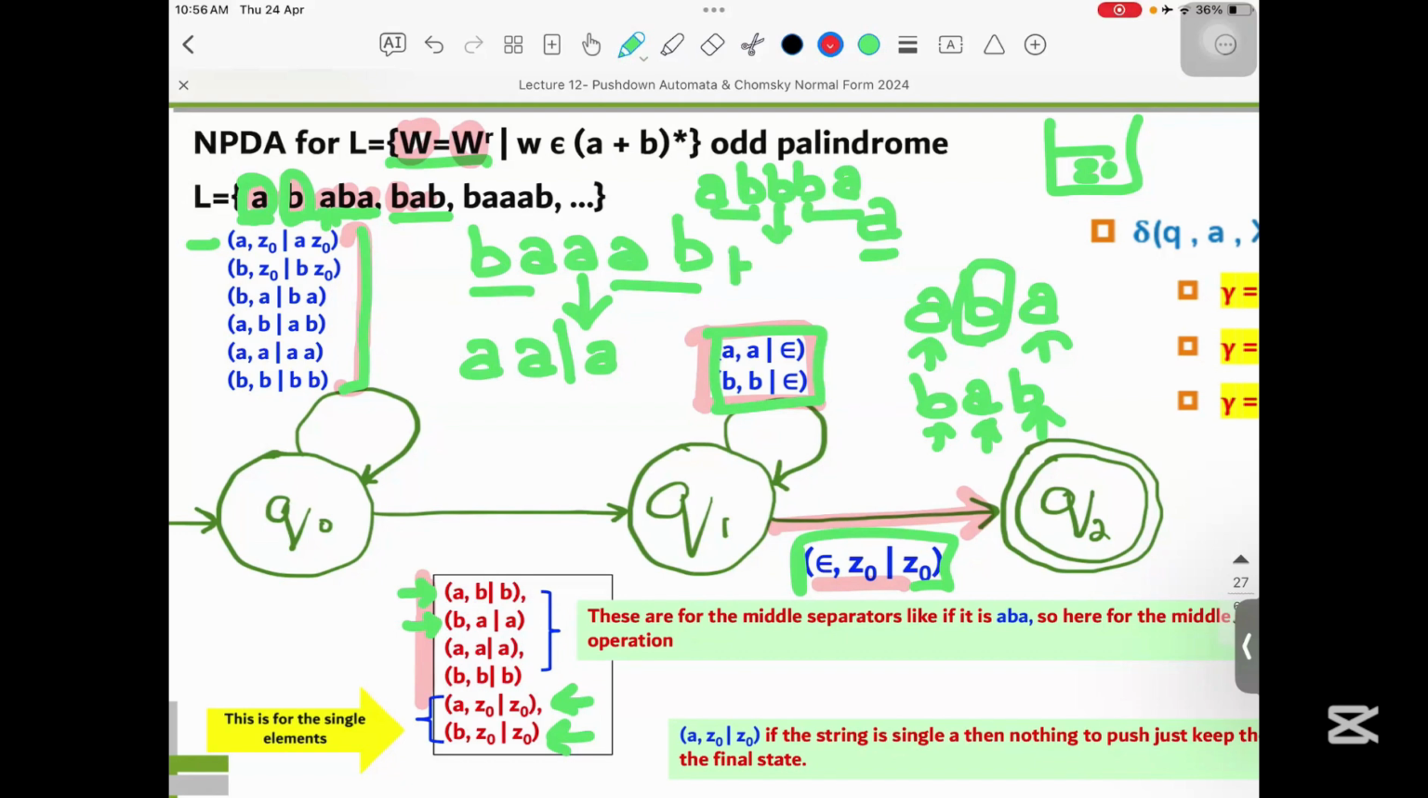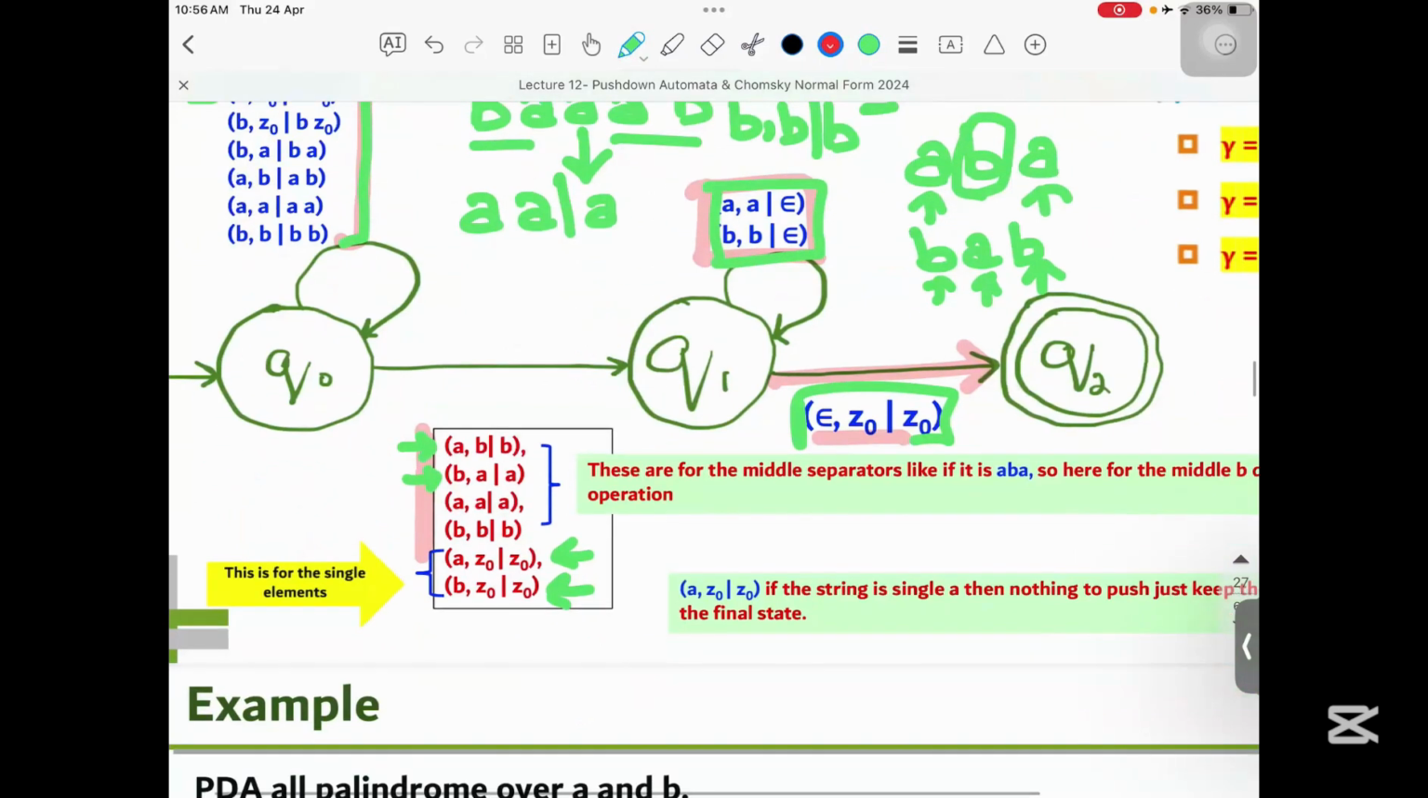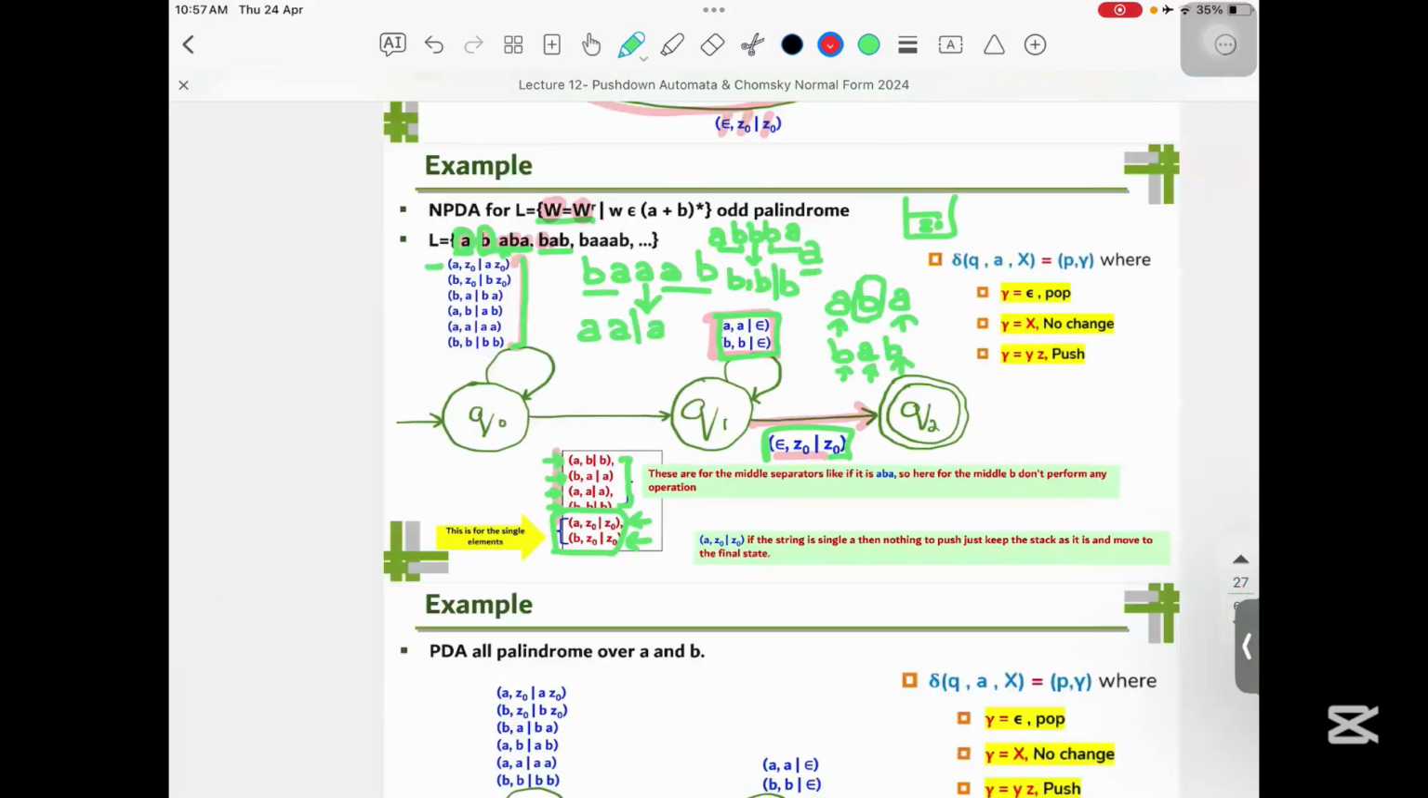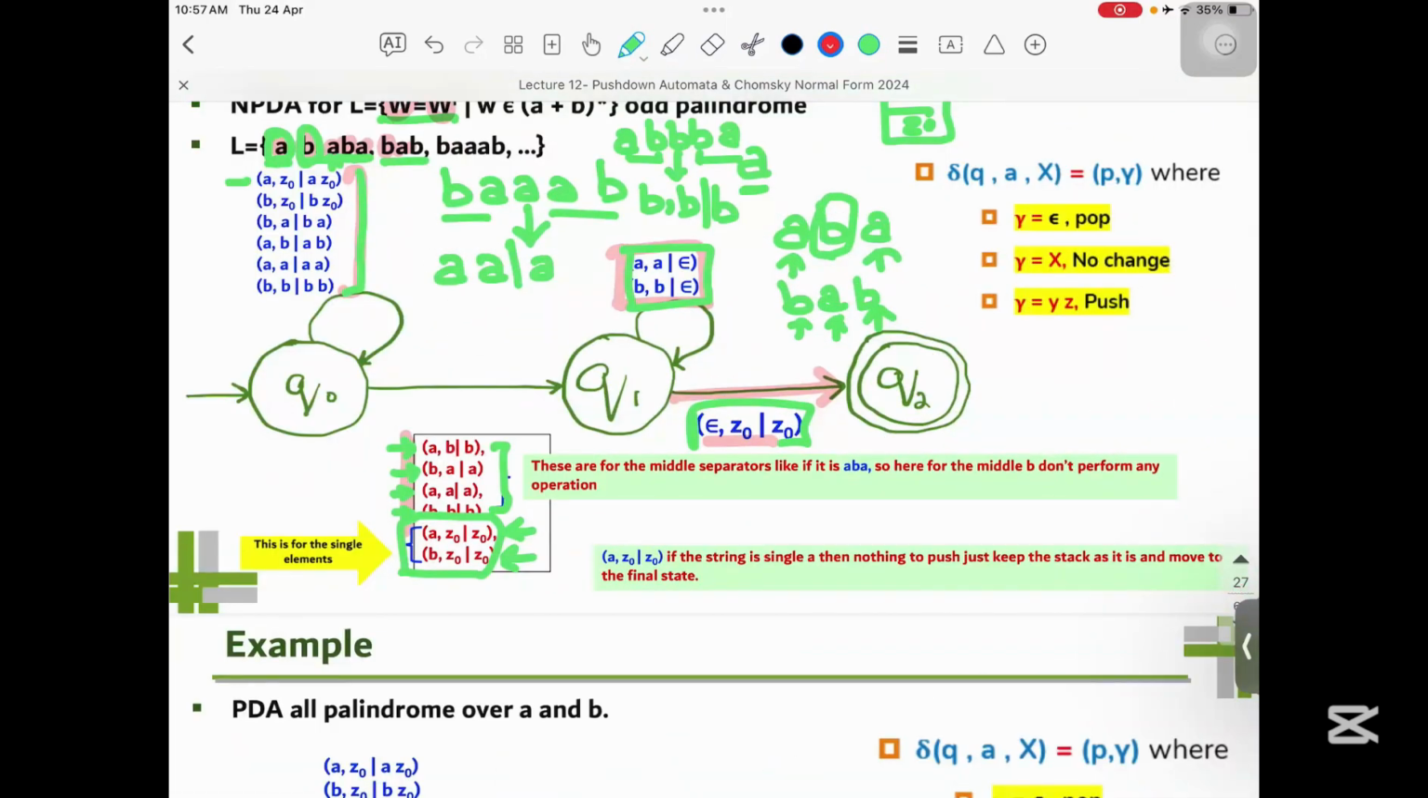So if the stack top is B and the input is B, keep B as it is. Because of this, we have this one and this one. So these four are for separating, as a separator. This is for only a single element, and the remaining diagram is exactly the same thing.